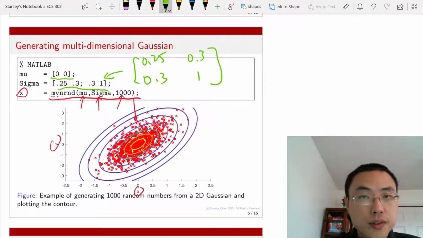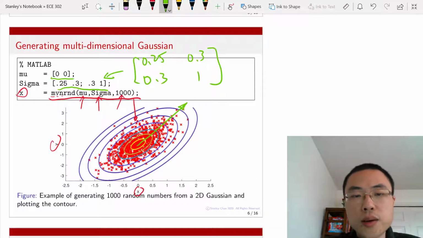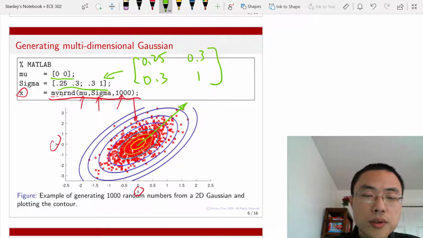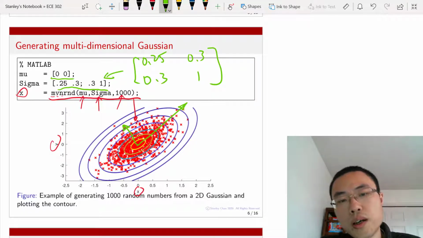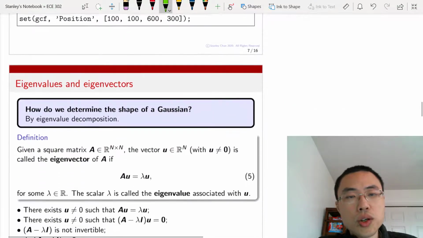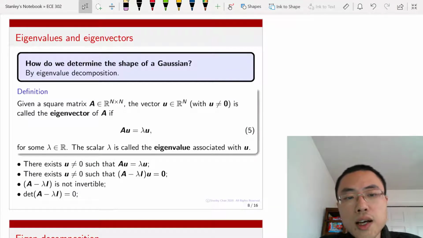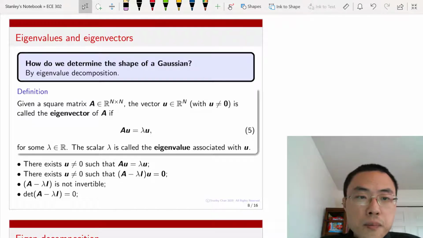It is an ellipse, that's for sure. It has a certain orientation. In this example, it has a major axis pointing up, and then you have a minor axis over here. So we ask, are we able to determine the orientation of this Gaussian? That goes to the next topic, which is the eigenvalue and eigenvector decomposition of the covariance matrix.